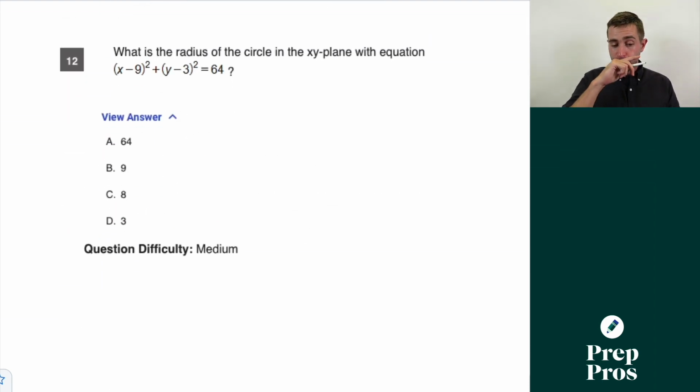Question 12. What is the radius of the circle in the xy plane with this equation? Well, this is going to be our x-coordinate of the center, y-coordinate of the center. This is our radius squared, so we're simply taking the square root of 64, which is 8, to find our radius.